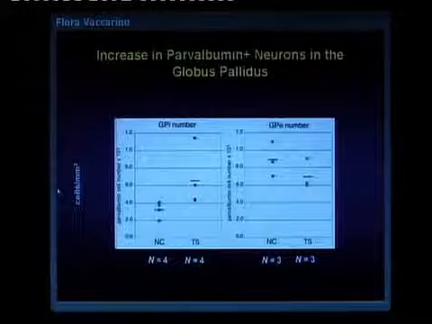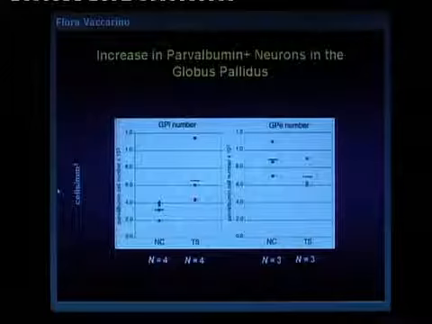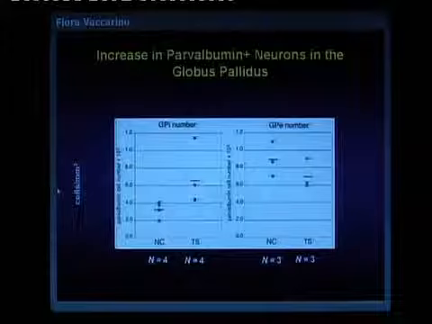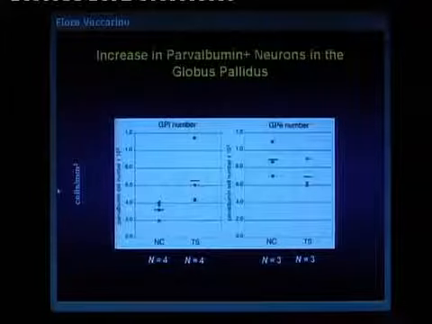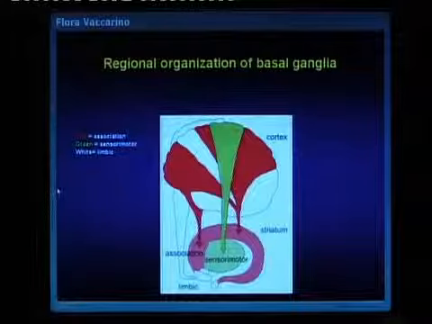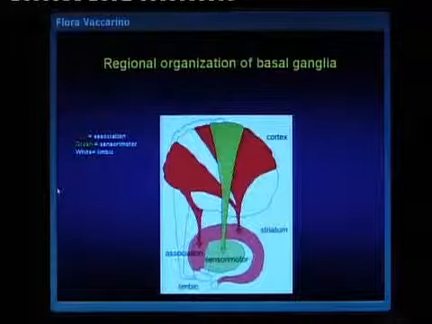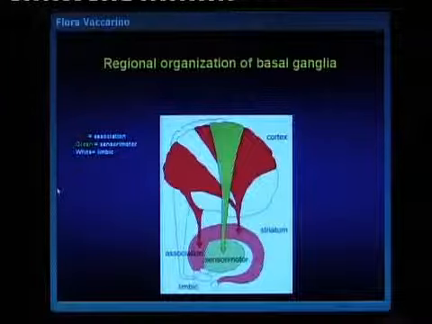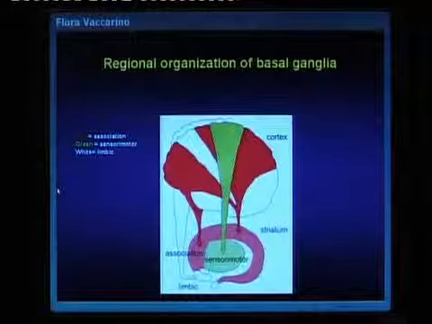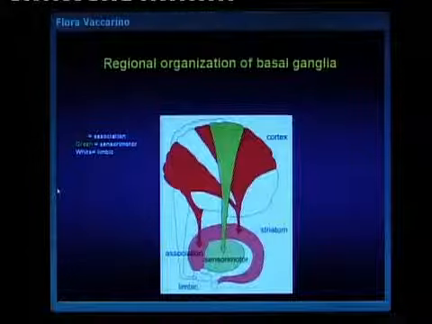However, there was an increase in the same parvalbumin neurons in the globus pallidus. So it looked as though there was an altered distribution of these cells in different segments of the basal ganglia. Now, because the caudate, you remember, in neuroimaging studies was shown to be slightly decreased in volume, we focused on that region because we thought that might be an important clue to the pathogenesis of Tourette's. And we reasoned that perhaps we should look at different segments of this nucleus.